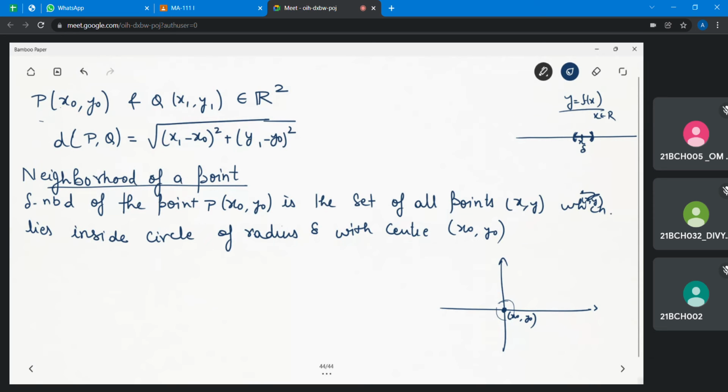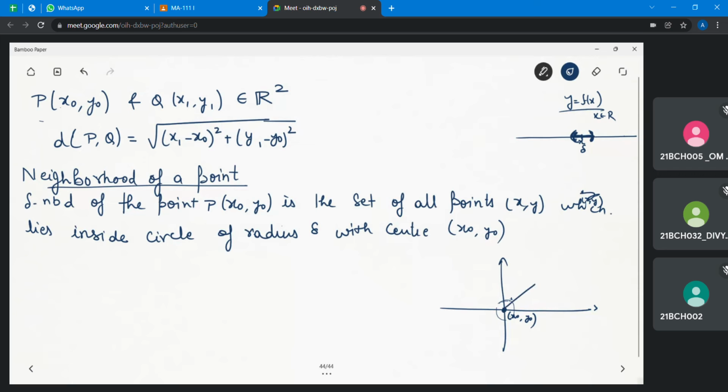So all these points lying in this circle will be its neighborhood, like we were doing for the one variable. Here there was a real line. Now here we are talking about the xy plane. On the real line, this small interval and this small interval will be the delta neighborhood, this side or this side. But when we are talking about the plane, all the points that lie inside the circle will be the neighborhood, or we say the delta neighborhood corresponding to this point x naught y naught.